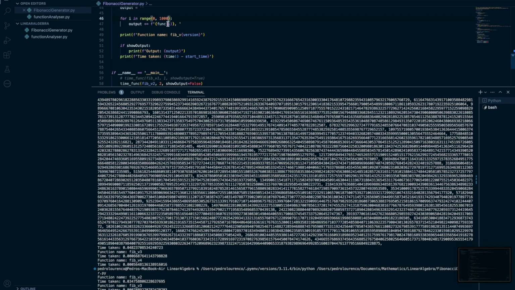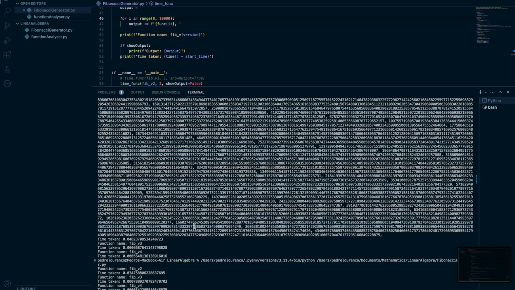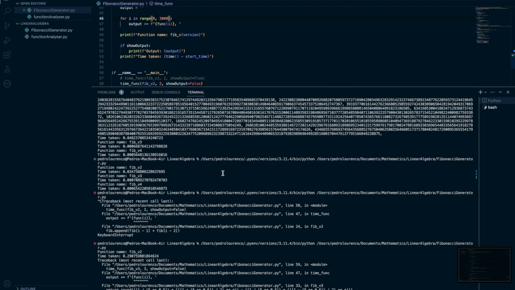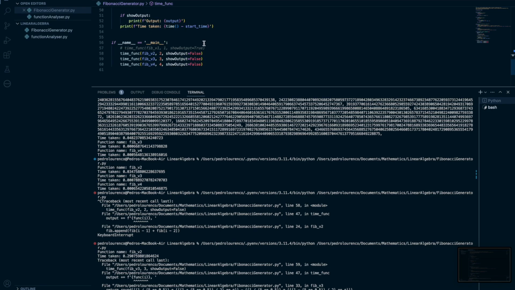Let's do 10,000. Yeah, so this is where version 2 breaks down, it can't finish. Let's do 3,000 then. Yeah, the result is too large. This is just starting to break. I think 1,000 is the limit we can do, because otherwise the numbers get too large. But yeah, so then let's just finish off here.